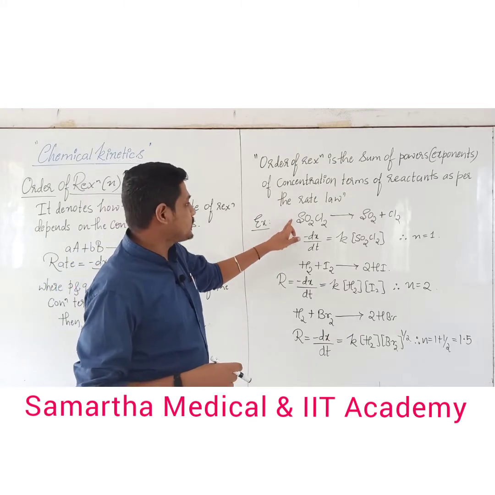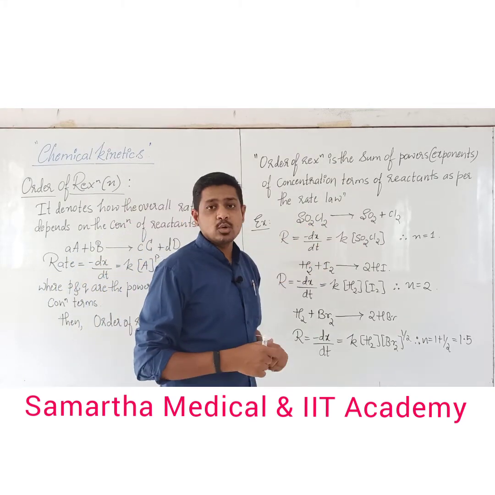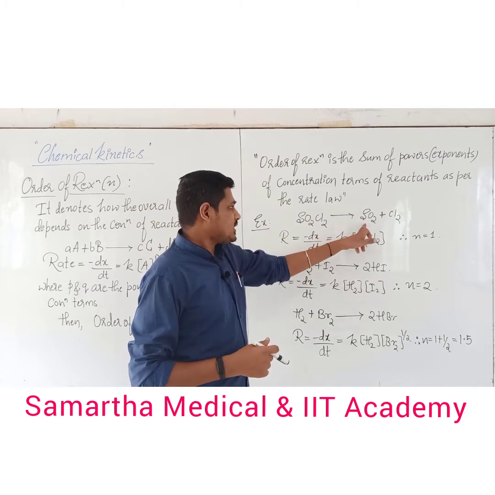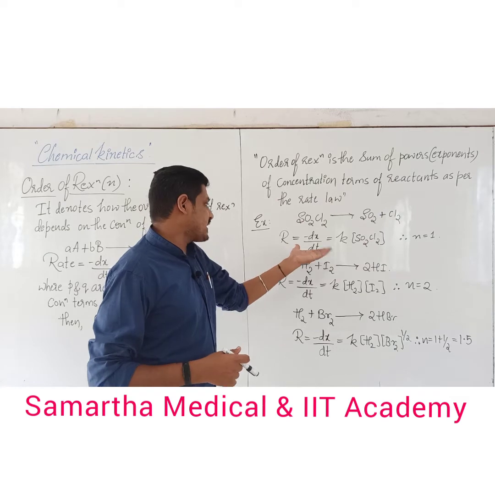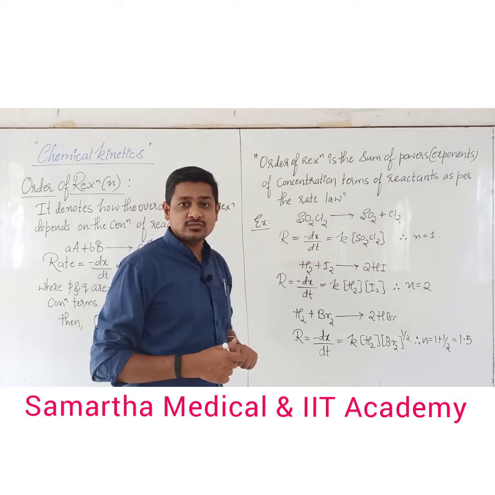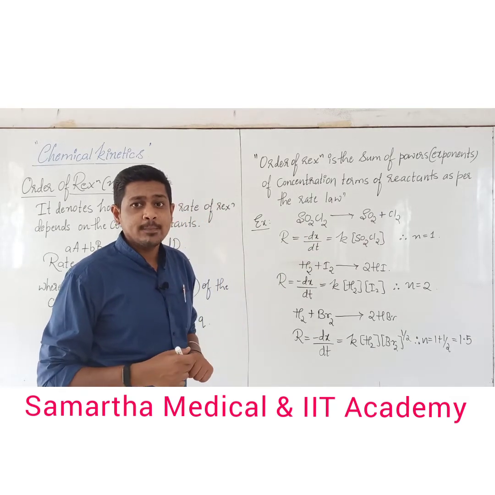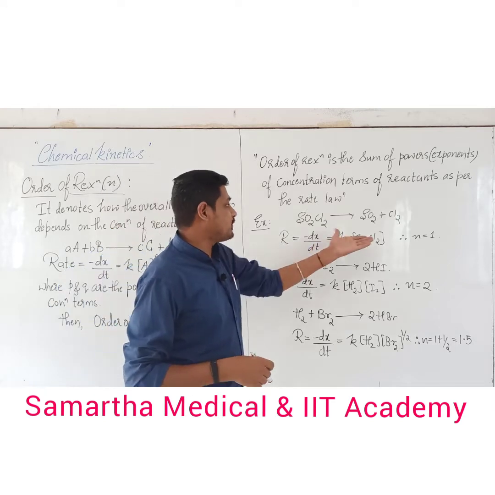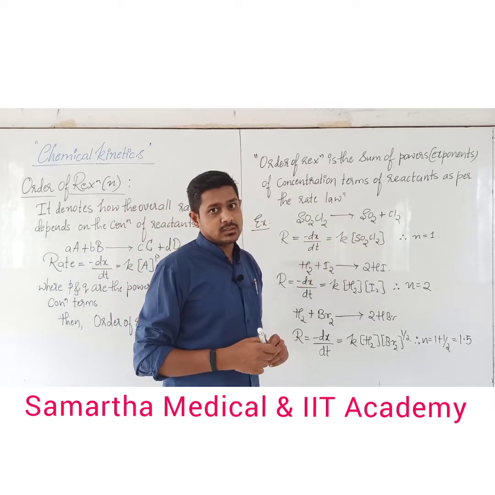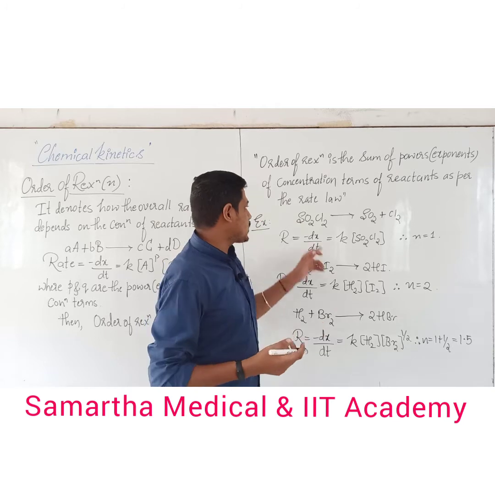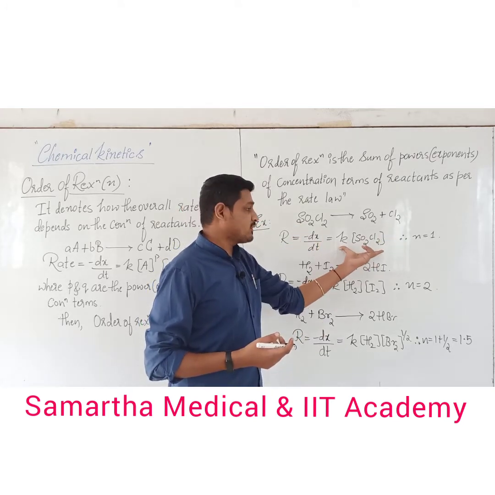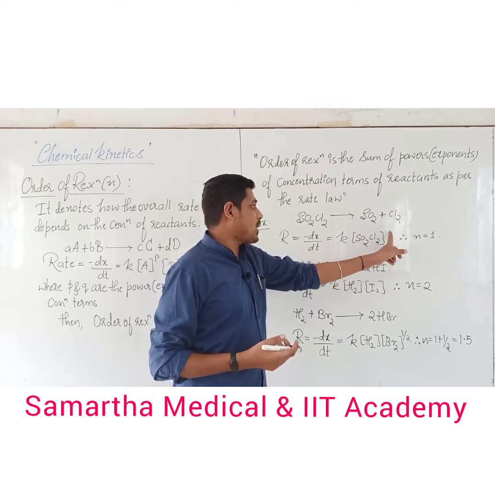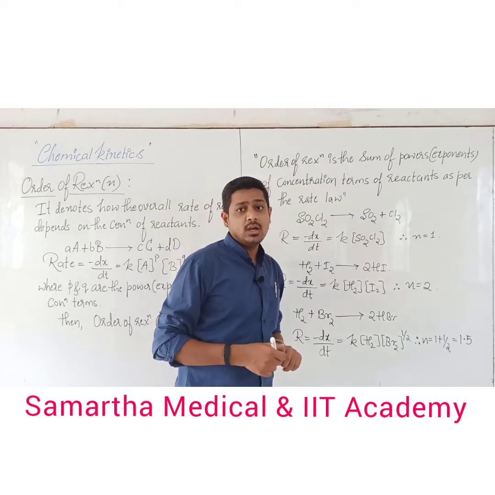See here, sulfuryl chloride is decomposing, giving you sulfur dioxide and chlorine. So what is the rate of the reaction? I have written the rate of the reaction here. And how to determine the order of the reaction? It is the sum of the powers of the concentration terms of the reactants, isn't it? Here only one reactant is there, and the rate equation that we are getting has power 1, so the order of the reaction will be 1.